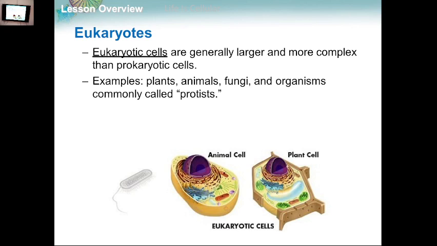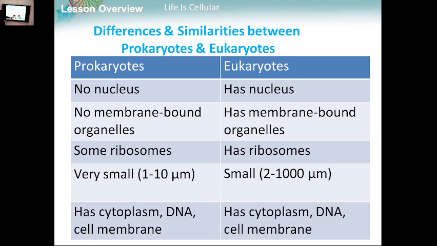Okay, so eukaryotic cells have a true nucleus that contains the DNA, and the eukaryotic cells are more complex and larger than the prokaryotic cells. While the prokaryotic cells are small, don't have the nucleus, and the DNA is found in the cytoplasm, and we have bacteria as an example for the prokaryotic cells.